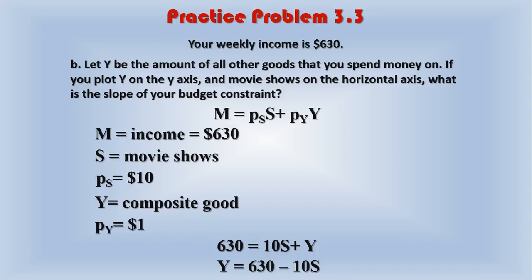Remember, the slope of the budget line represents the market rate of substitution, the opportunity cost of consuming shows. So each additional unit of a show costs you, in this case, 10 units of the composite good, which is $10, which makes sense in the framework that we're considering. But just remember that there's a lot of information in the slope of the budget line.